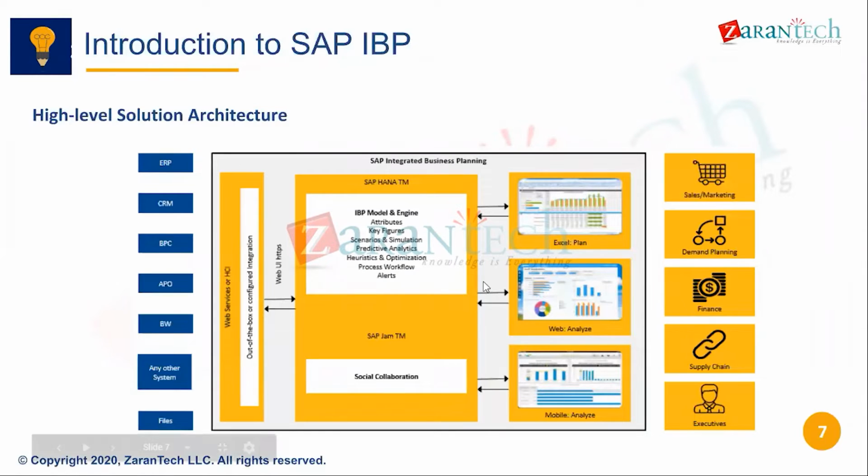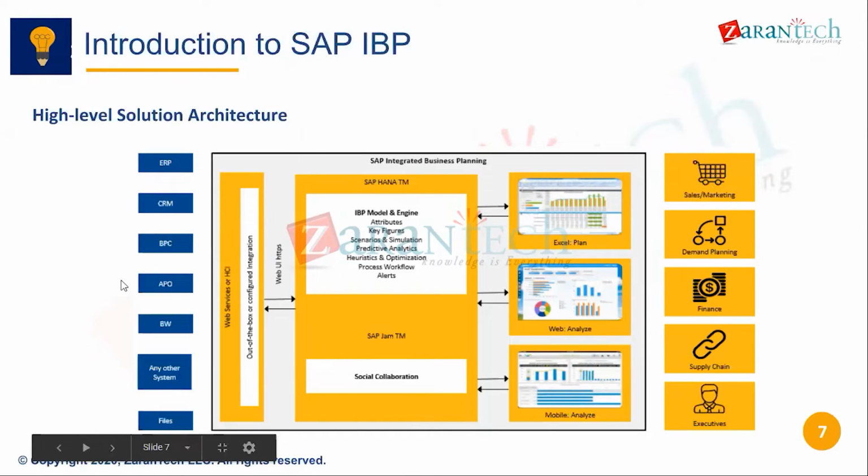When we say the high level solution architecture, how does it look? On the left hand side, you can see we have the ERP system, we have our APO, we have the BW system, or any other system. It can be a flat file system as well. And on the right hand side, we see what we need to deliver to our business. It can be sales and marketing, demand planning, finance, supply chain, or the executives. So this is where the business sits.